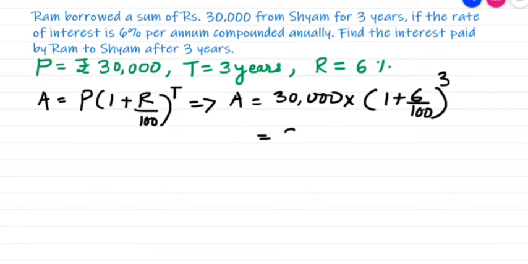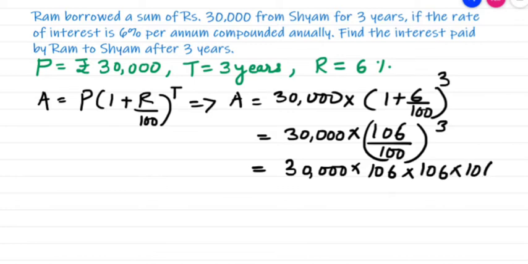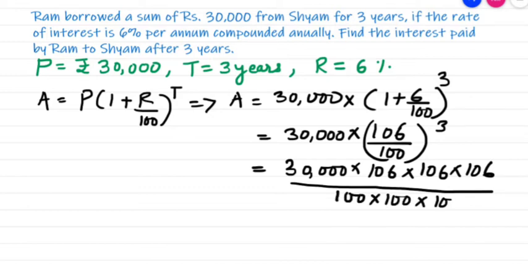Now see here, this will be equal to 30,000 multiplied by, if you find out the LCM, it will become 106 by 100, because 100 plus 6 by 100. So 106 divided by 100 to the power 3. So you can simplify it. 106 multiplied by 106 multiplied by 106 divided by 100 into 100 into 100.